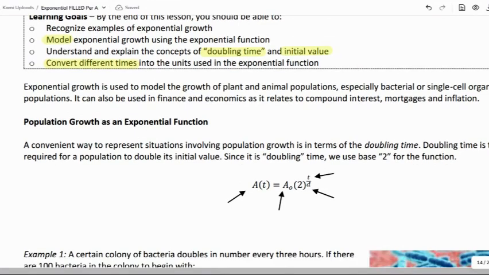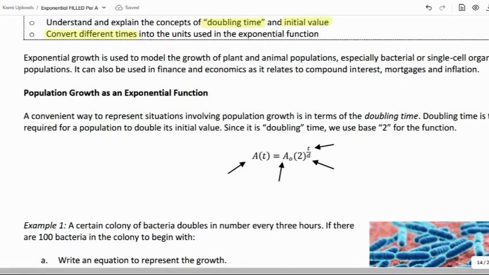And then the last thing is we're going to have to convert different times. So you know how to do this, but just a reminder that if you have two times and one is in years and one is in seconds, we're going to have to convert it so that they have the same time unit.